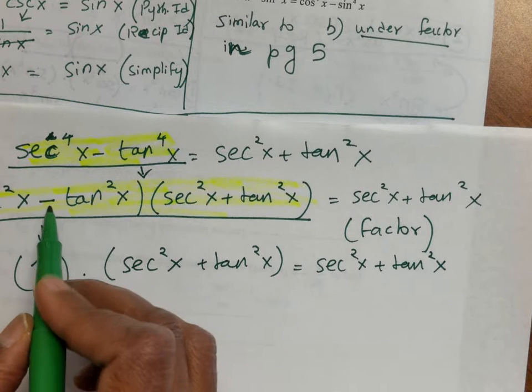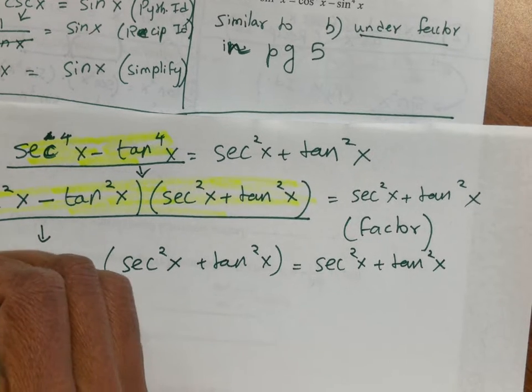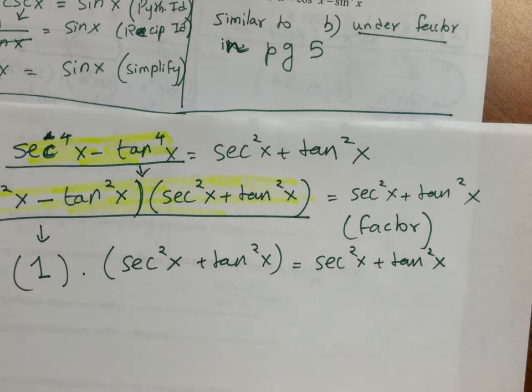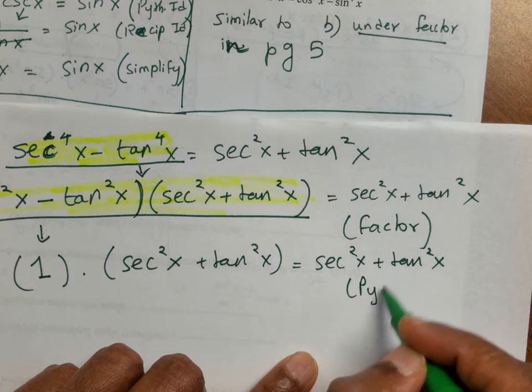And basically I went from this portion to just this by Pythagorean ID, right? We said secant square minus tan square equals 1 is Pythagorean ID.